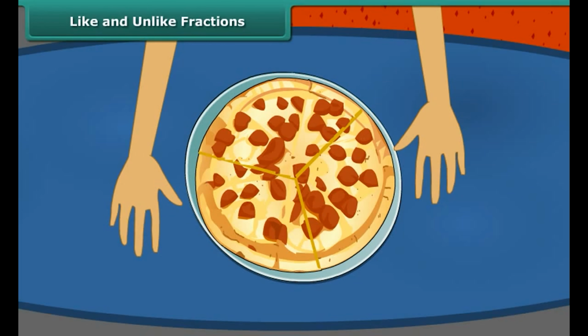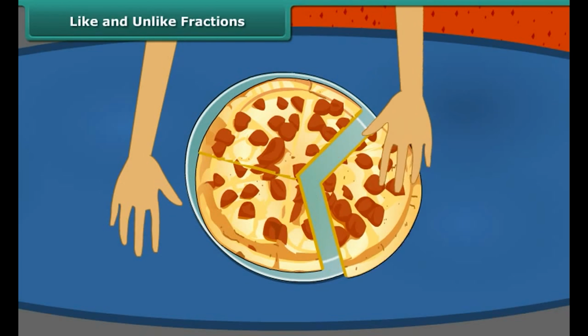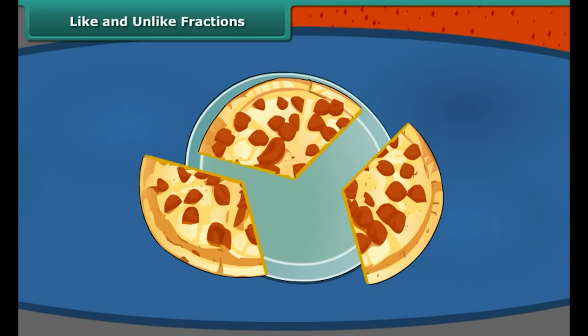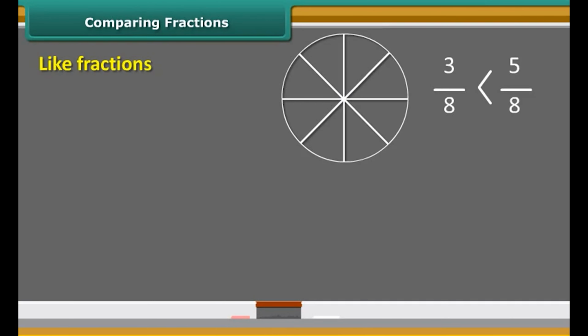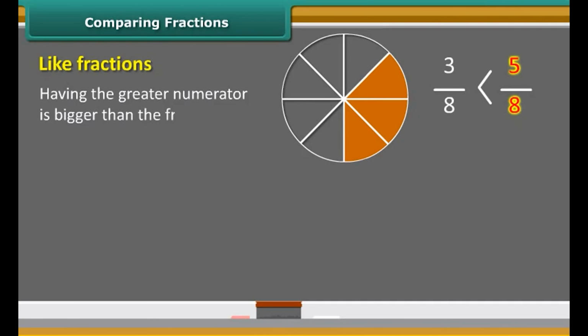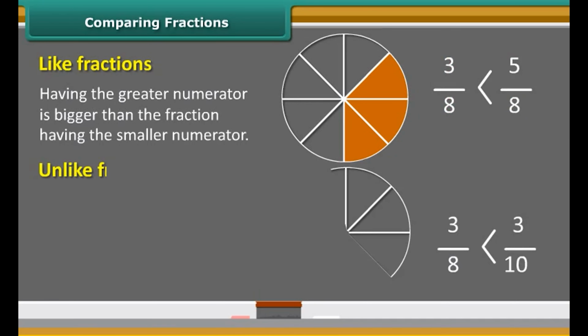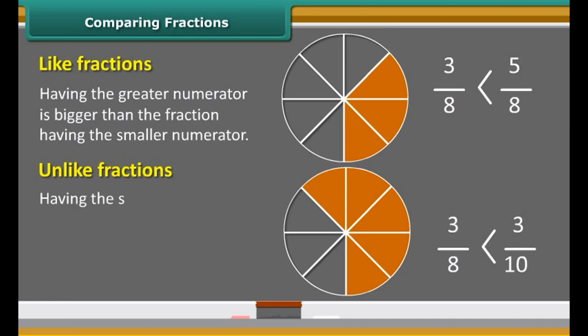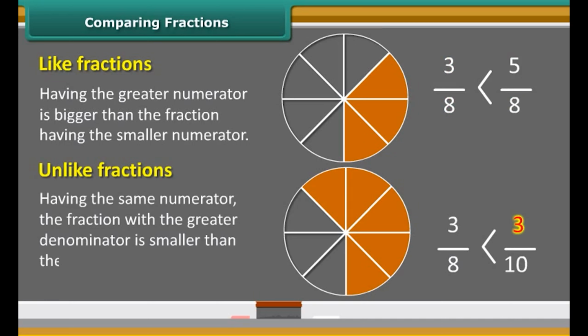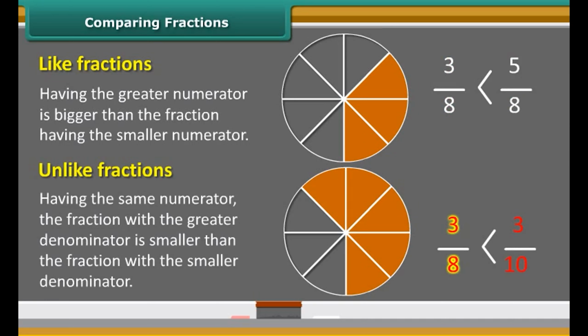Looking at the question we earlier asked, we can say that each of them, Rahul, Rima and Nina, received 1/3 part of pizza. Notice that this is also an example of like fractions. In like fractions, the fraction having the greater numerator is bigger than the fraction having the smaller numerator. In case of unlike fractions having the same numerator, the fraction with the greater denominator is smaller than the fraction with the smaller denominator.